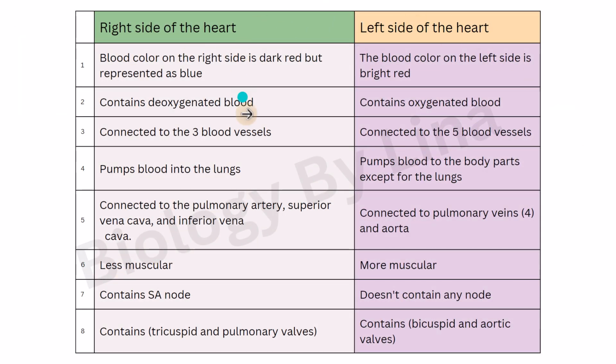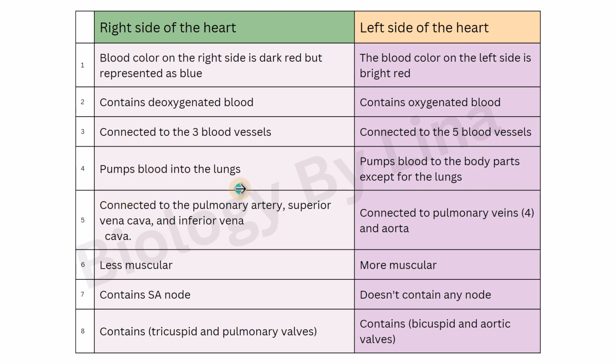Now here is a table of the main differences between the right side of the heart and the left side of the heart. Usually the blood color on the right side is dark red, because it is deoxygenated and full of CO2, poor in oxygen, while the blood color on the left side is bright because it carries the oxygenated blood. The right side is connected to 3 blood vessels, which are the superior and inferior vena cava and the pulmonary artery, while the left side is connected to 5 blood vessels, 4 pulmonary veins and 1 aorta.